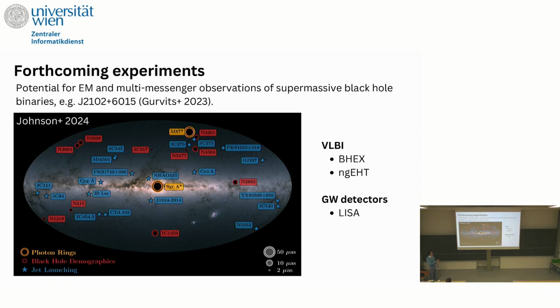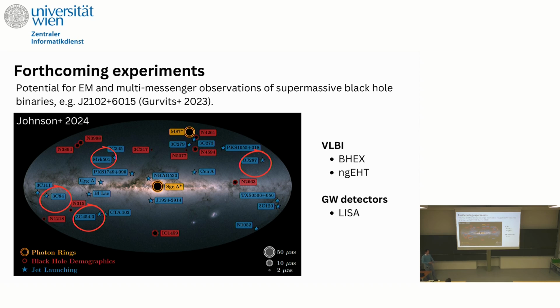What you can see here is, for example, the map of the different sources that are planned to be observed by the Black Hole Explorer. You can see that we hope to see many additional shadows and also some other sources. Very interestingly, many of these sources are supermassive binary black hole candidates. You can see them marked in red.